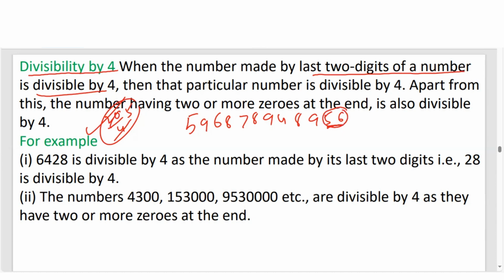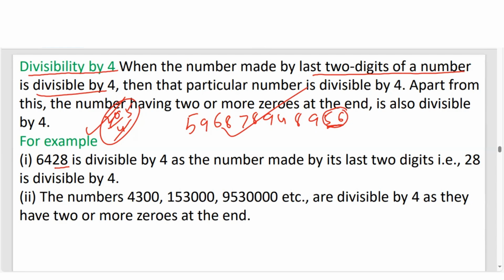So 56 by 4, 4 1s are 4, 4 4s are 16. Yes, divisible. So this number is divisible by 4. Right? Just like here, 6428. So here the last two digits are what? 28. So 4 7s are 28. Yes, this number is divisible by 4.